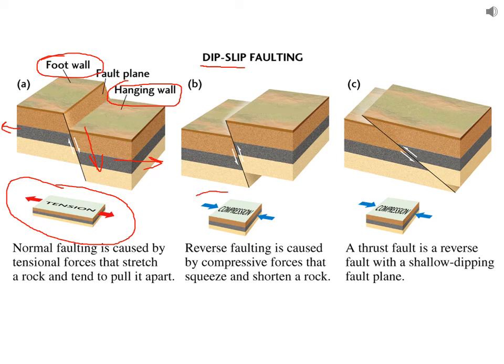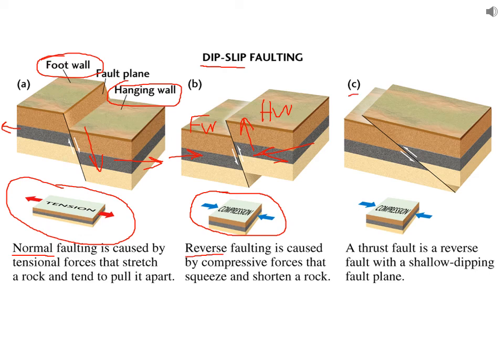Now over here we have compressional stress, and so here we're pushing the rocks together, we're shortening and thickening the crust. So again, here's the hanging wall, and here's the foot wall, and in this case the hanging wall is moving up relative to the foot wall, right? So you can imagine these rocks being pushed together and the hanging wall being forced up. So when the hanging wall drops from tensional stress, we call that normal faulting. And when the hanging wall is pushed up by compressional stress, we call that reverse faulting.